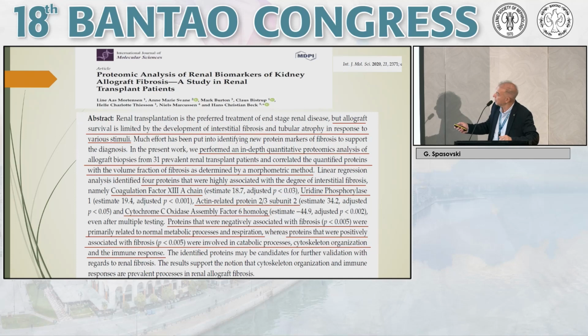But also we have studies with allograft fibrosis, with chronic rejection or chronic allograft nephropathy. Here is a study on 31 prevalent renal transplant patients, and they found 4 factors which are very important and considered significant markers for chronic rejection. These are coagulation factor 8A chain, then uridine phosphorylase, actin-related protein 2/3 subunit 2, and finally cytochrome C oxidase assembly factor 6 homolog.